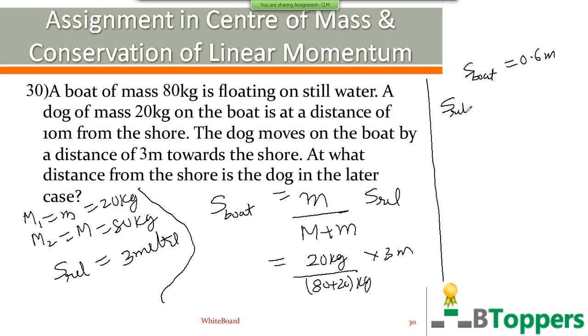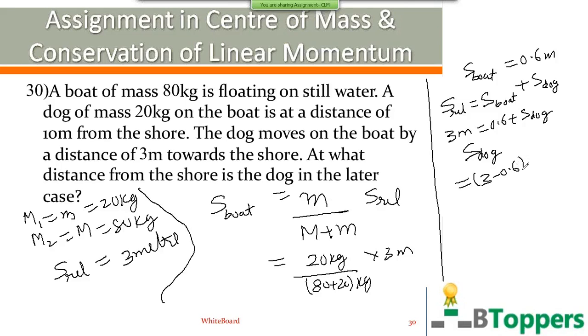The magnitude of the relative displacement is the sum of the magnitude of the actual displacement of the boat and the magnitude of the actual displacement of the dog. So the relative displacement is 3 meter. The magnitude of the displacement of the boat is 0.6 meter. So the magnitude of the actual displacement of the dog in this case will be 3 minus 0.6 meter, or 2.4 meter. That means with respect to a stationary observer on the bank or shore, the dog moves by a distance of 2.4 meter towards the shore.